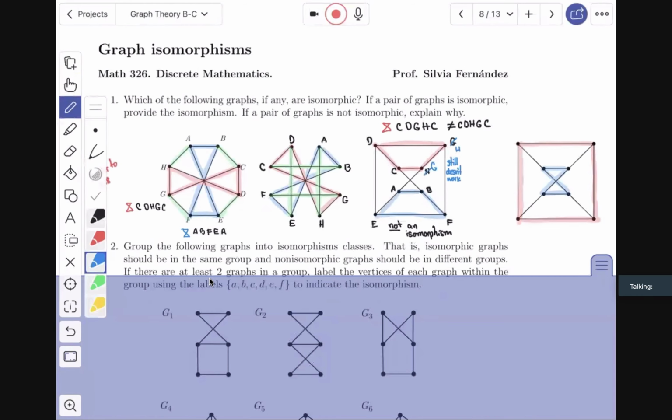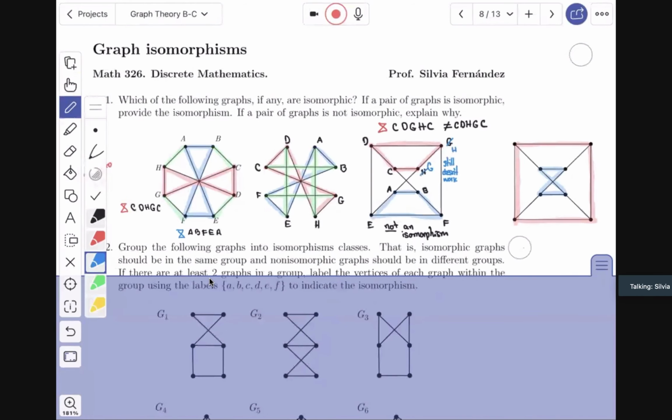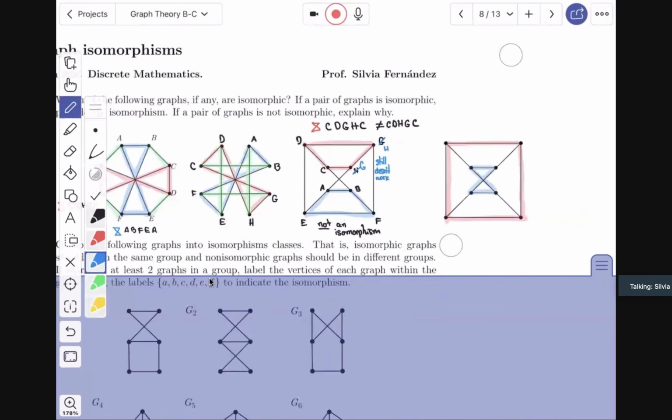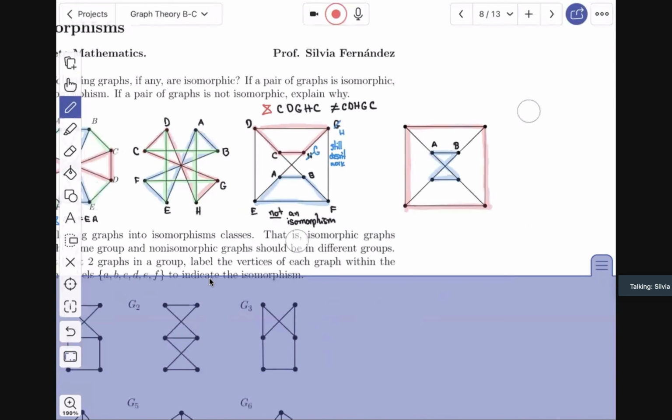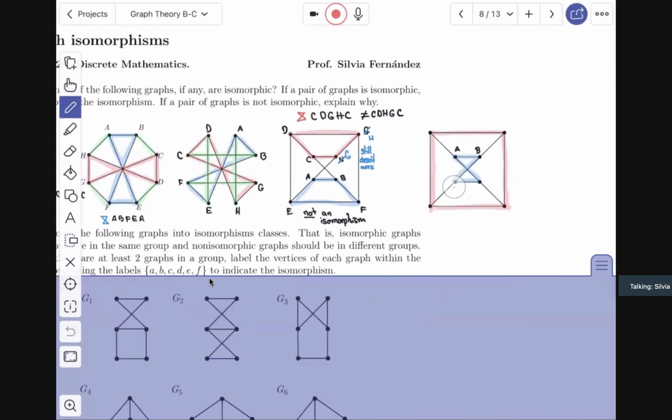Mm-hmm. So let's try this one. Let's see. So let's try here. A, B, what is the other? A, B, F, E, A. A, B, F, E, and A. So I'm just following that same order that we have in the original one. And then I follow the green one.